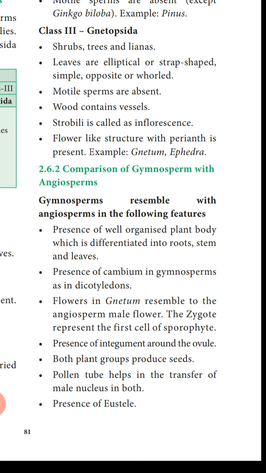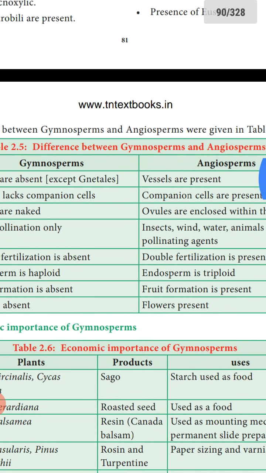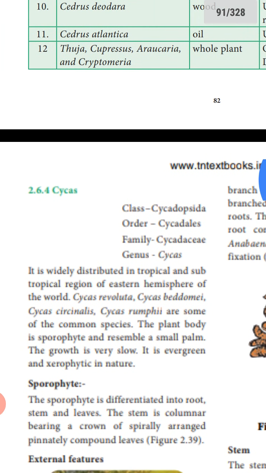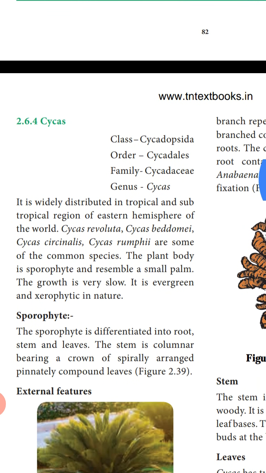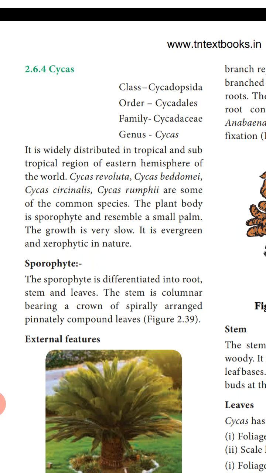So these are the characteristics of the three classes of gymnosperms. Next, we are going to study the Cycas plant in detail. Cycas belongs to class Cycadopsida, order Cycadales, family Cycadaceae, genus Cycas. It is widely distributed in tropical and subtropical regions of the eastern hemisphere of the world, in warm climates. Cycas revoluta, Cycas beddomei, Cycas circinalis, Cycas rumphii are some of the common species.